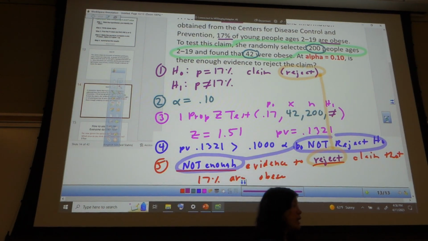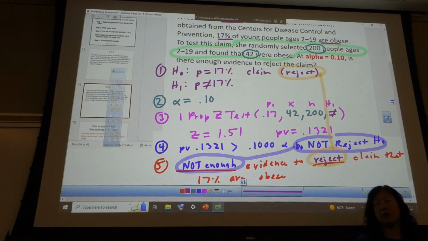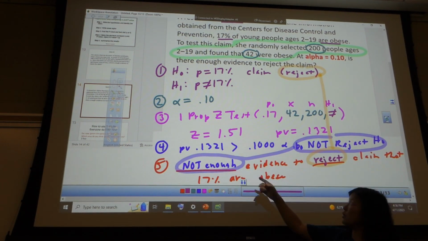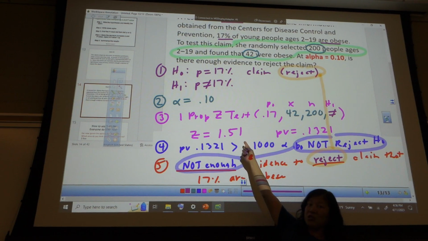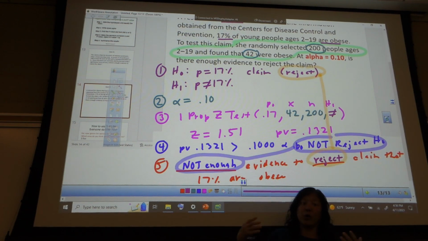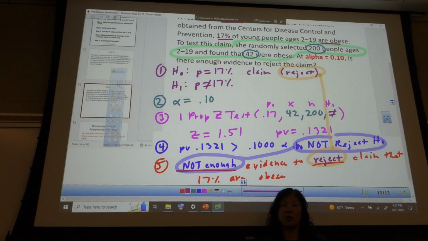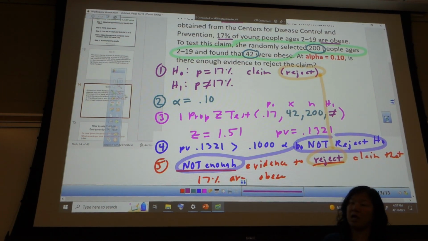Not enough evidence is weak. It means might be, might not be. And honestly, with a z-score of 1.5, that seems like it might not be true. I just need more evidence. I need to take a bigger sample, because it's not around 0. It's getting out there. So possibly if I took a larger sample, I might be able to prove it. I would just need better evidence.